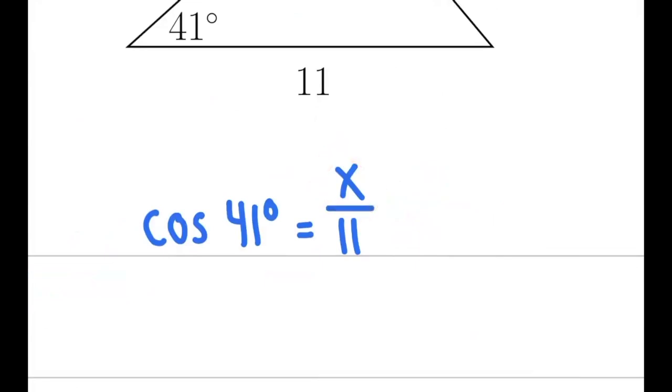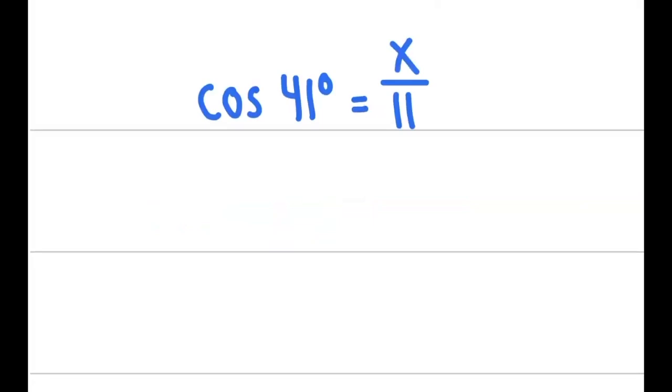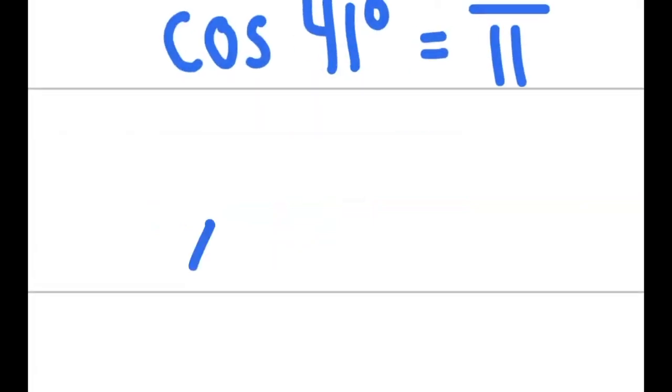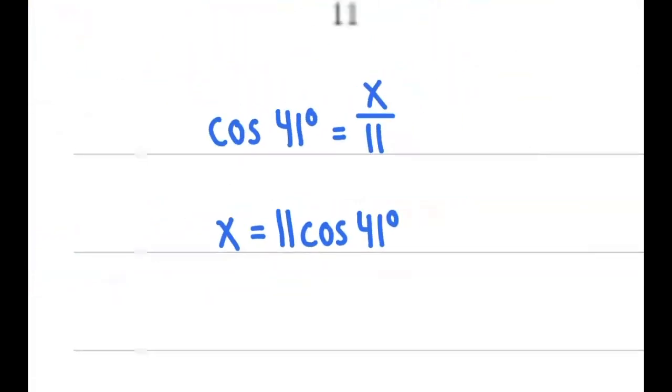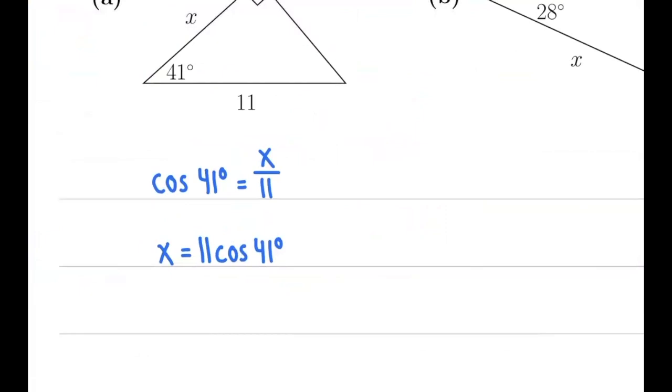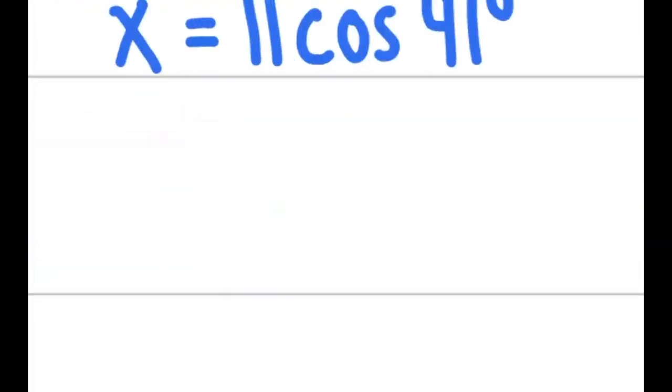What do I have to do to get rid of that 11? I guess we'll multiply by 11 on both sides. Exactly, multiply both sides of the equation by 11. So on the right side, the 11 will cancel. And you'll get x equals 11 times cosine of 41 degrees. And if you put this in your calculator, you'll get that x is approximately equal to 8.3.